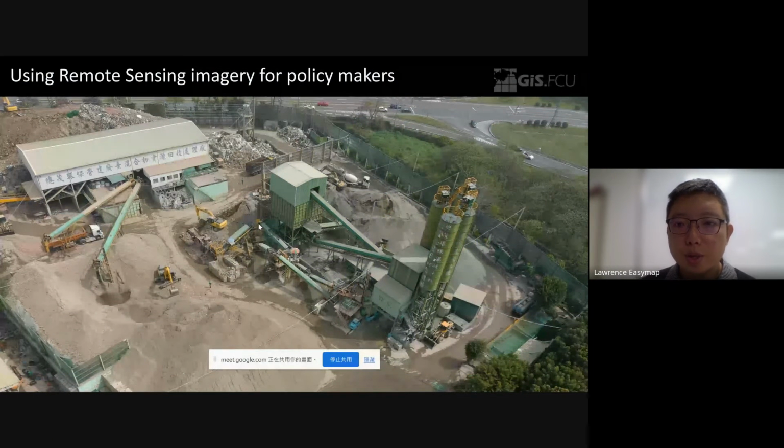Okay, so in the following slides, this is part 3. I hope that my presentation is still interesting to you. In the following slides, I'm talking about applications for policymakers. I don't know whether you have any idea what this picture is capturing. If you can read Chinese, this is a disposal site. This is a recycling site in Taiwan, in Taichung.